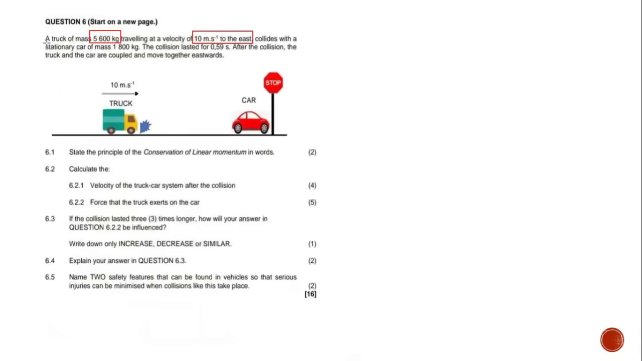Then collides with a stationary car of mass 1,800 kg. The collision lasted 0.59 seconds. So this is the collision time. After the collision, the truck and the car are coupled. So coupled means they are moving together as a unit, and move together eastwards, right? So that's how we have it.